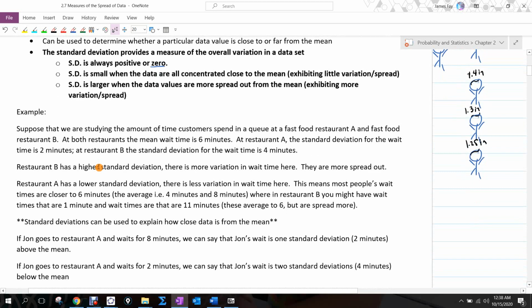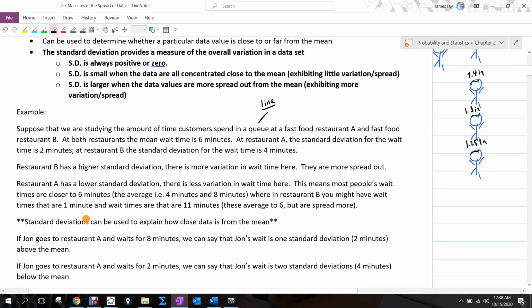Here's some other situations. I suppose that we are studying the amount of time customers spend in a queue. Okay, that's a fancy word for you're in line at a fast food restaurant A and fast food restaurant B. So at both restaurants, the mean wait time is 6 minutes. But at restaurant A, the standard deviation for the wait is 2 minutes. And at restaurant B, the standard deviation for the wait time is 4 minutes.